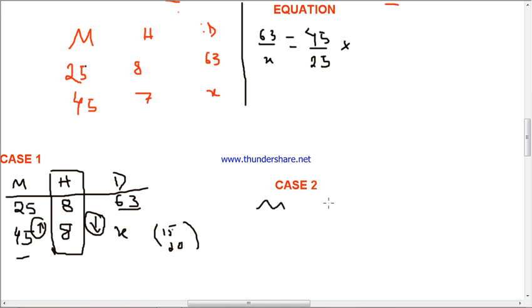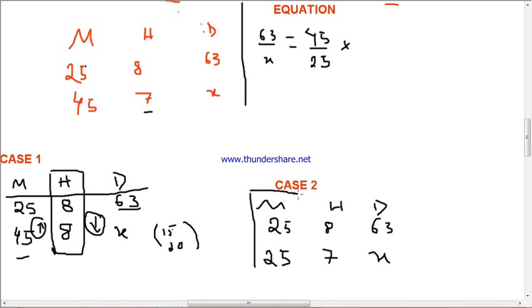Again, men, hours and days. Again, you have 25 men continuously working for 8 hours, finishing the job in 63 days. This time you assume the men to be constant. You write 25 men only instead of 45. Now the working hours you write as 7, as given over here, and x. As you can see, I have made my men constant in case 2.